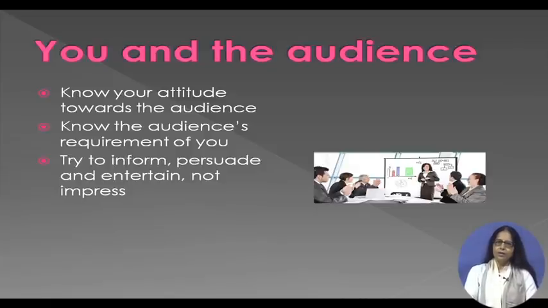Know the audience's requirement of you. What does the audience want of you? That's equally important. Now, I think most of us have this problem, that whenever we go to make a presentation, we want to know what kind of impact we have made. We don't think of what are the results we want. We want to inform our audience, we want to persuade our audience. We don't want to impress them with our knowledge. So you decide what you want them to do. Do you want them to act on what you have said, even if you are not very impressive?